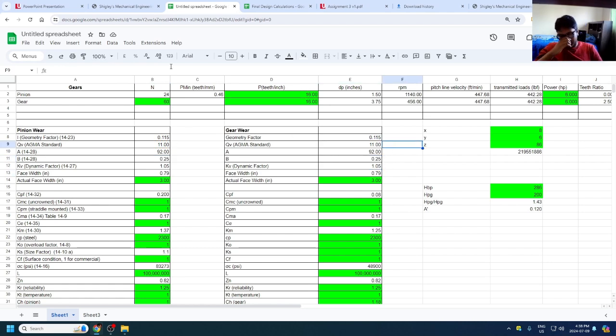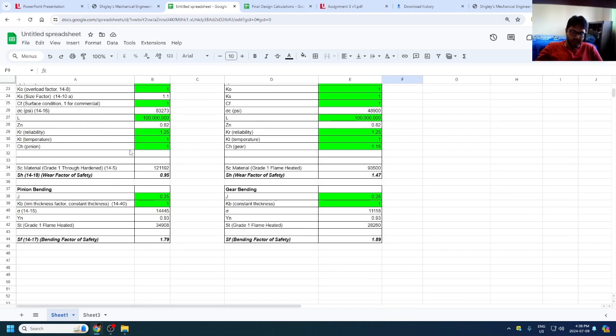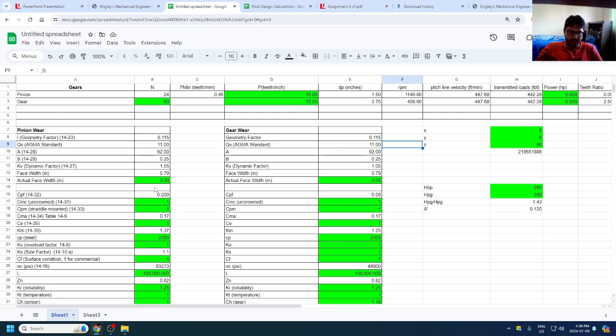Also, this spreadsheet was made from the group project, since I already did this calculation for the group when I was calculating the bending for the shaft when we were designing the gearbox, so I was able to reuse it. So here we go, let's start.